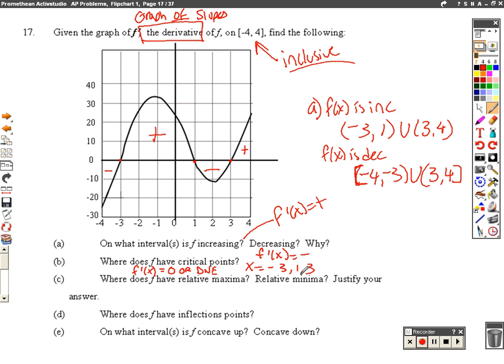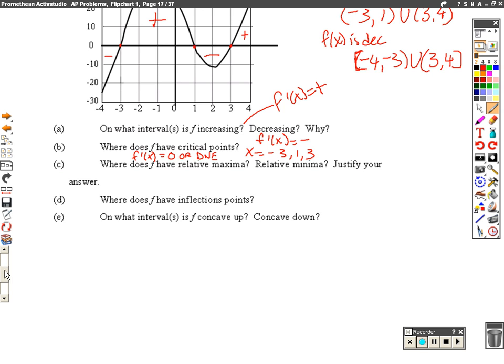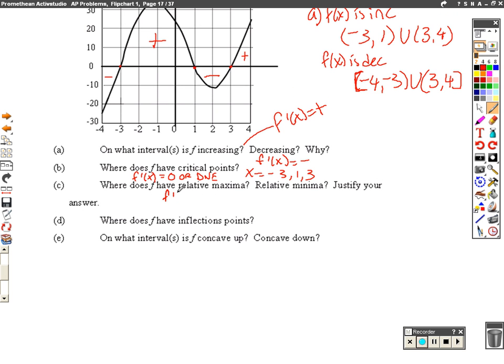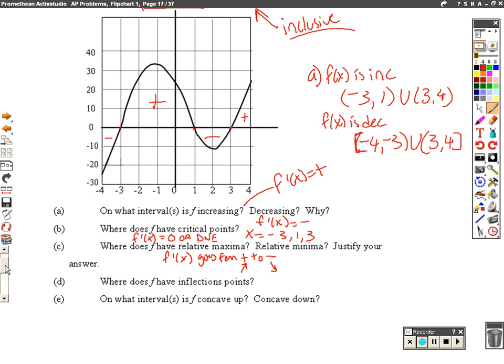Where does it have a relative max? Okay, so it could have relative maxes for 2 reasons. It could have a relative max because f prime of x goes from positive, which means increasing, to negative, which means decreasing, and that would leave us with a max. So let's look up at our graph. We have right here f prime of x is positive, down here it's negative, which makes this a local max. Nowhere else does it go from above to below.